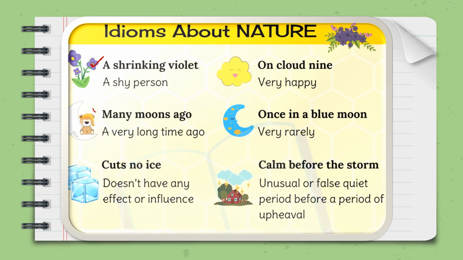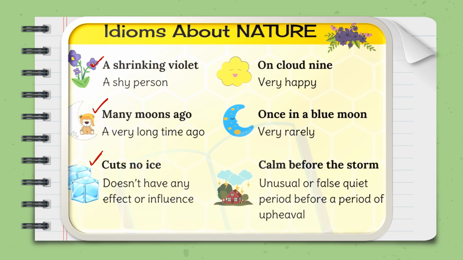Next one is many moons ago. It means a very long time ago. Example, I learnt French many moons ago. Means a very long time ago. Next is to cut no ice. It means doesn't have any effect or influence. For example, even my scoldings cut no ice on my younger brother. That means even my scoldings have no effect on my younger brother.